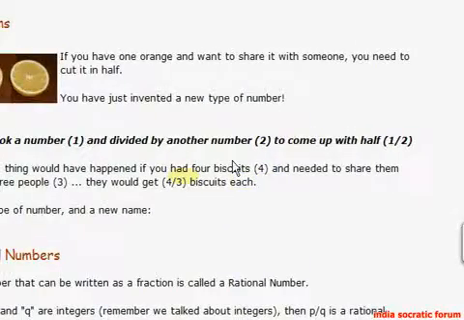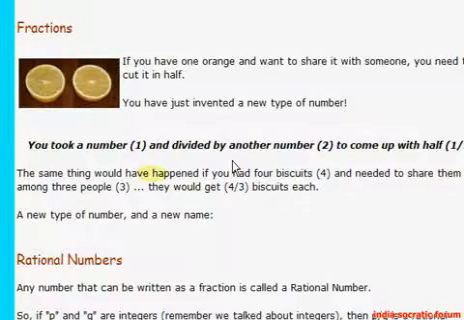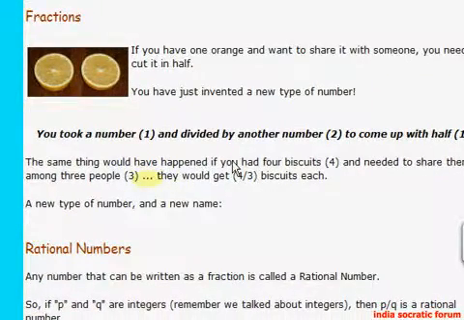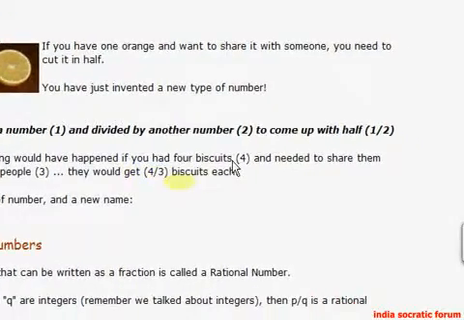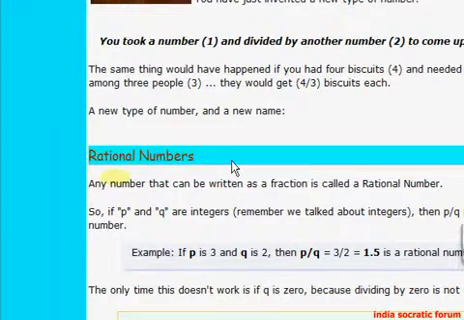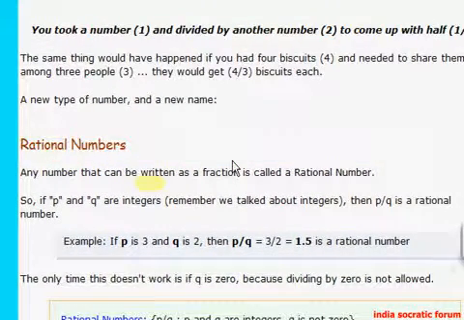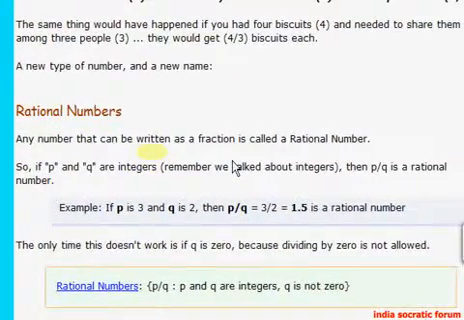For example, you have four biscuits and need to share them among three people. How much would each one get? Each one would get 4 by 3 biscuits. So that kind of new number came into being, a new type of number called rational numbers. Any number that can be written as a fraction is called a rational number.